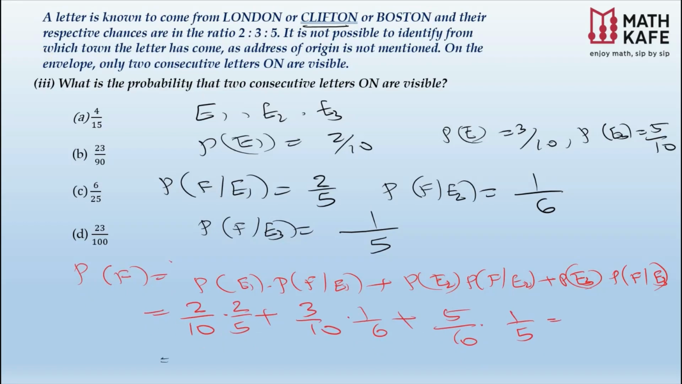See, clearly I can take 1 by 10 common, then what is left? 4 by 5, 3 by 6, and this is 5 by 5 is 1. And if you take LCM and simplify, you will get this as 23 divided by 100, and that is your answer, and this option is D.